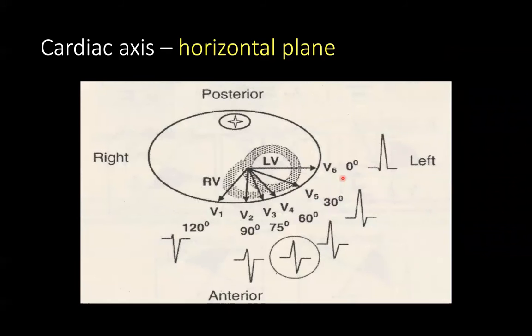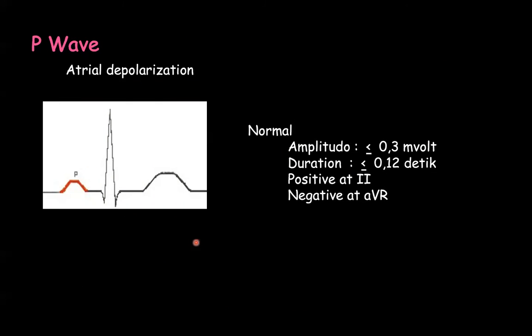And secondly, for cardiac axis, there is a horizontal plane. What we can learn here is V3 or V4 as a transitional zone of the ECG. If the transitional zone moves to the left or to the right, then the cardiac axis of the horizontal plane is abnormal.